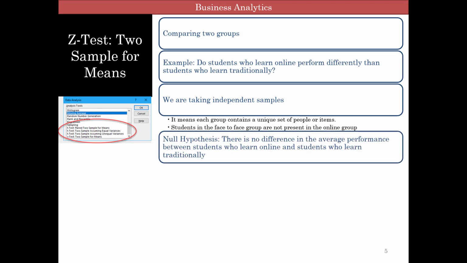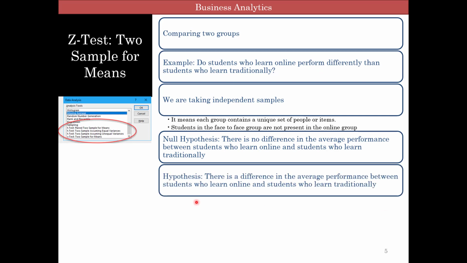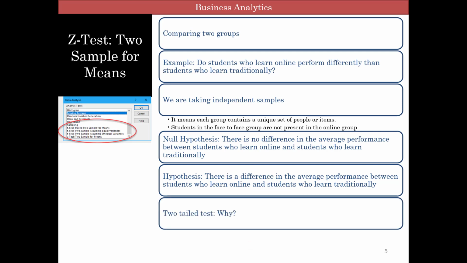So the null hypothesis, of course, here is there is no difference between student performance in online and traditional face-to-face. The alternative hypothesis, and the reason we're doing this, is that there is a difference between the two. And since we're talking about a difference, this is obviously a two-tailed test, right? This is not a one-tailed test. This is a two-tailed test.